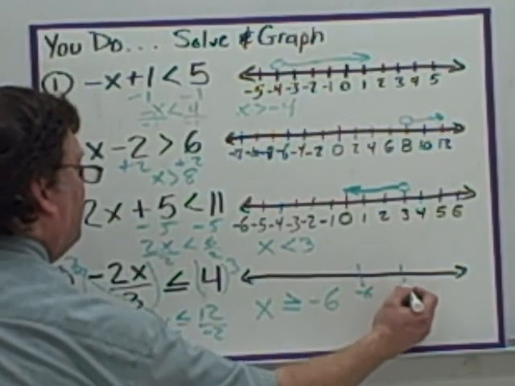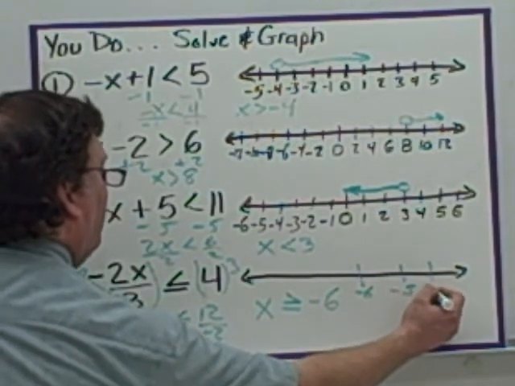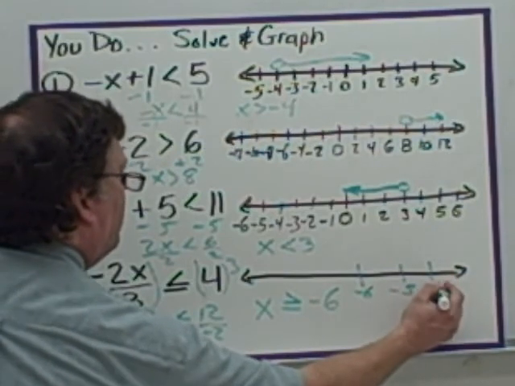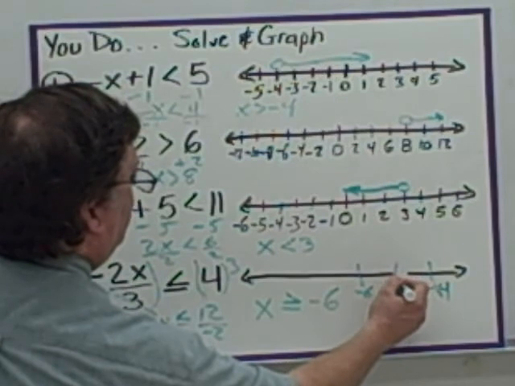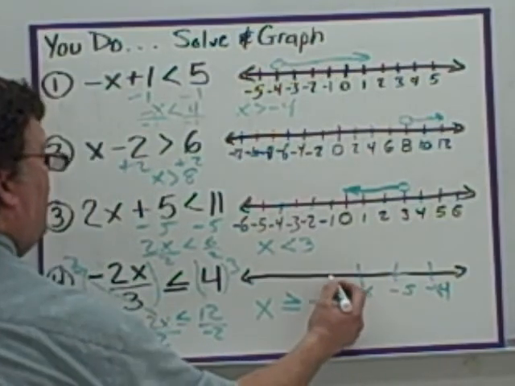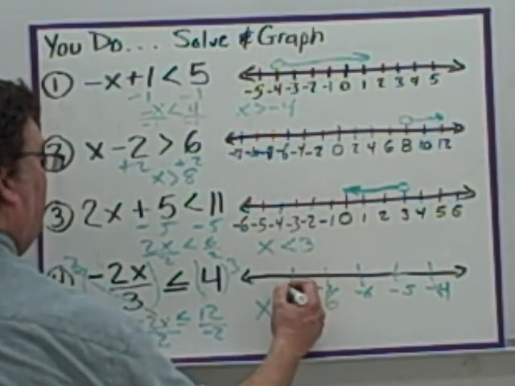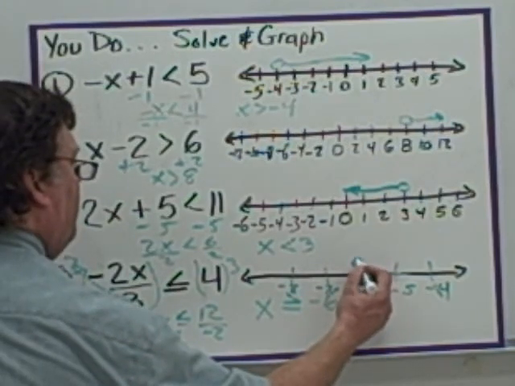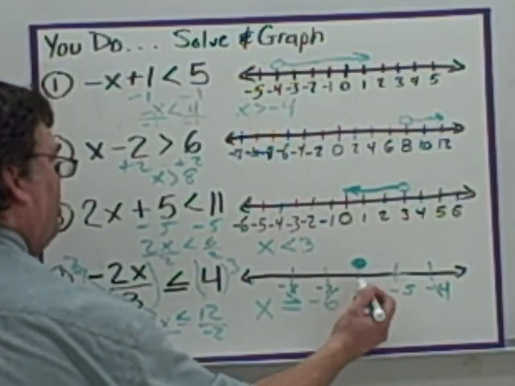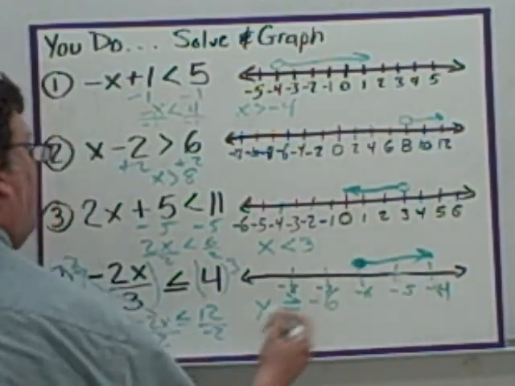Spot in the middle for negative 6, negative 5, negative 4. Not very even with the spacing there. Remember I said the interval should be fairly even. And negative 7 and negative 8. Greater than or equal to negative 6. Filled in circle because of the or equal to. Greater than means we're going to the right.